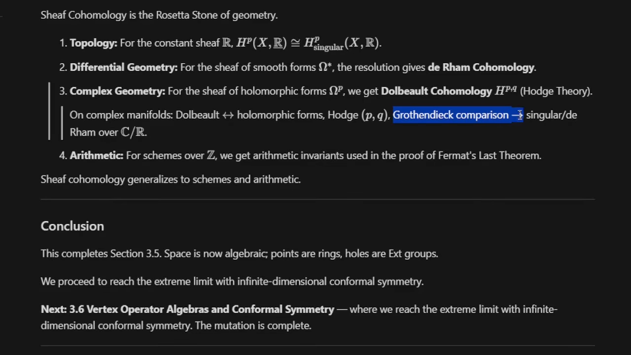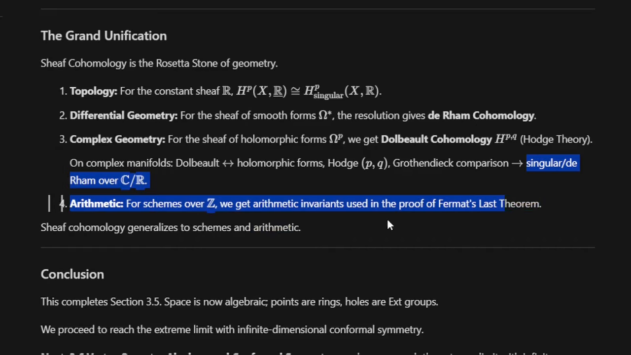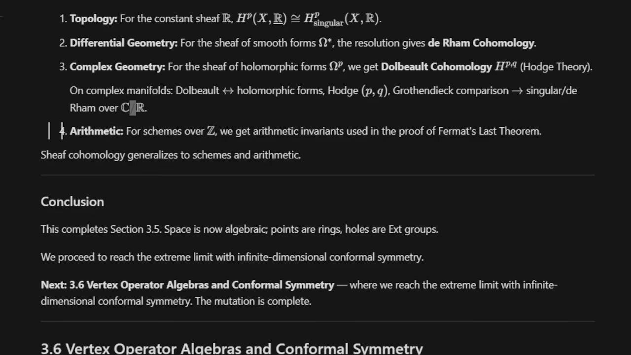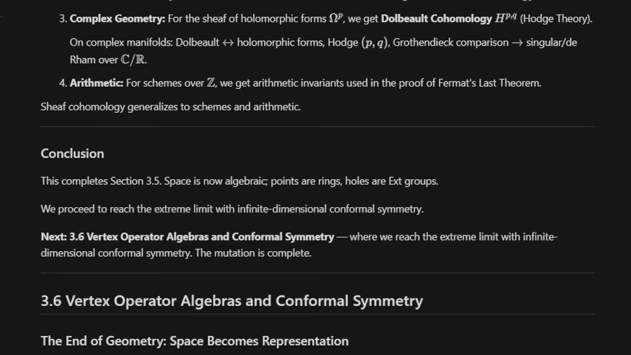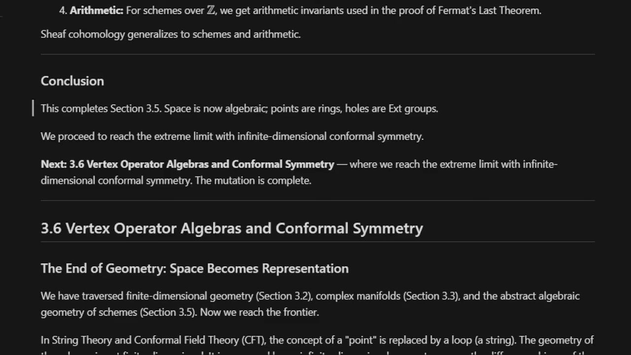We can also compare with Grothendieck vanishing theorems and stuff for singular de Rham over the quotient spaces of the complex and real numbers, right? And also, what else does sheaf cohomology do? It gives us the structure sheaf, right? So for an arithmetic curve, we can get class field theory, or number theory, in other words. So for schemes over the integers, we get arithmetic invariants, and this is used actually in the proof of Fermat's theorem. So sheaf cohomology generalizes to schemes in arithmetic, and it is truly the Rosetta Stone of geometry and all kinds of things. All right, so we have completed essentially this mutation.